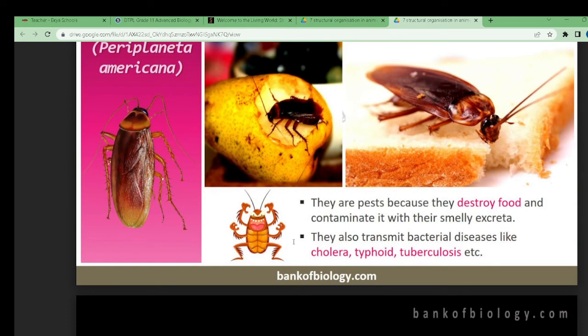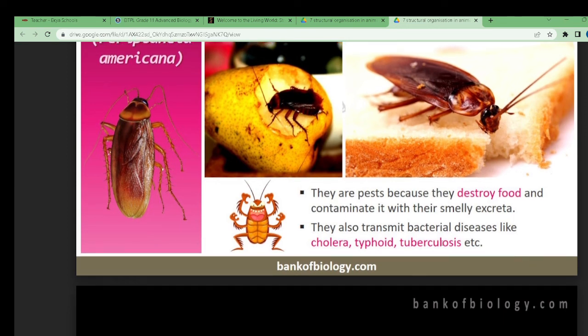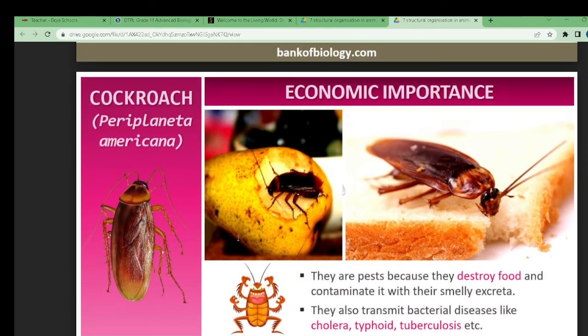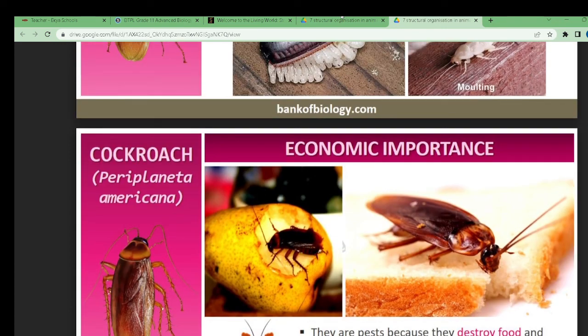What is the economic importance? They don't have much economic importance because they are pests. They destroy food and contaminate it with their smelly excreta. They also transmit bacterial diseases like cholera, typhoid, and tuberculosis. So they don't have that much use, but still they decay the food.